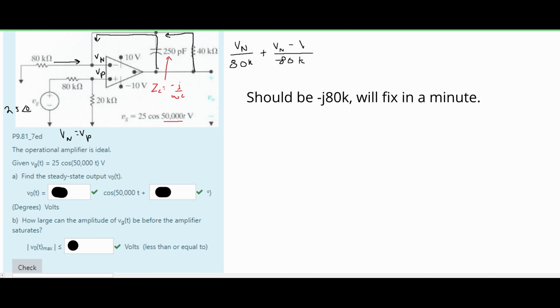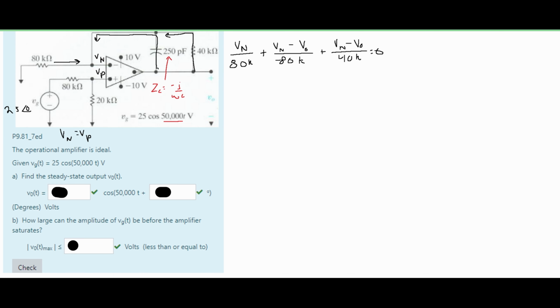And we are going to have our minus V0 over here because that is the current flowing through this, or that's the voltage flowing over the impedance that makes it a current. Now we also have the resistor here, so we are going to have a plus Vn minus the negative feedback from our V0 divided by our 40k, and this is all set equal to 0.